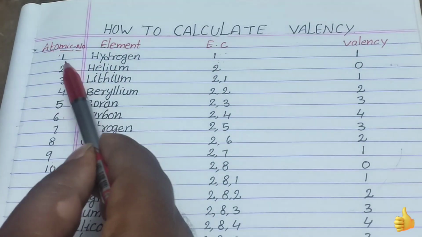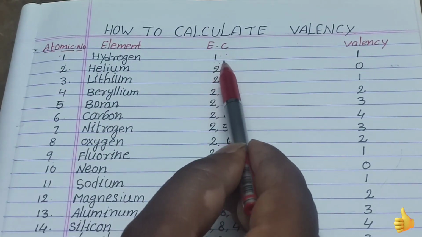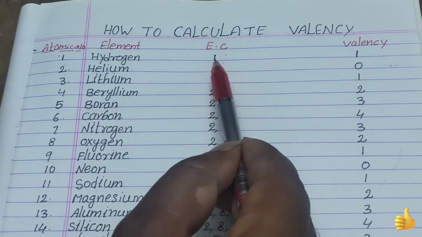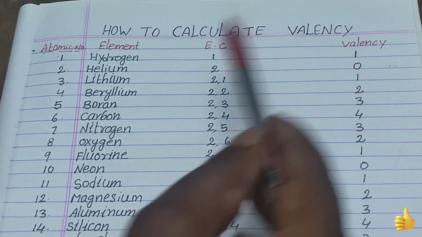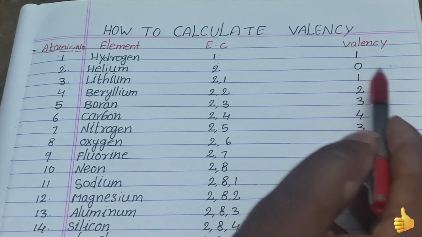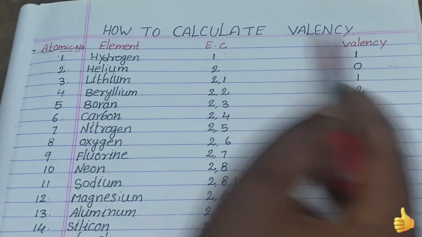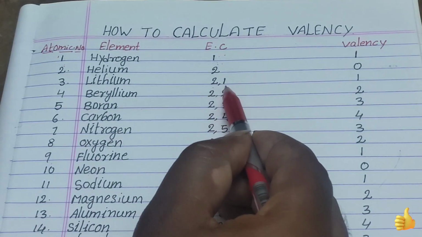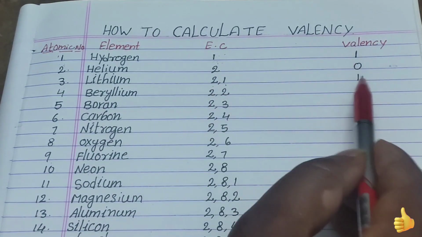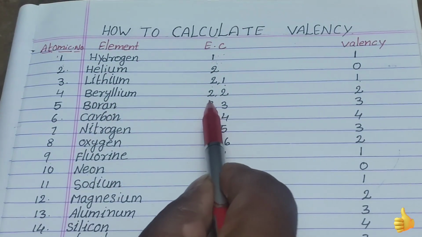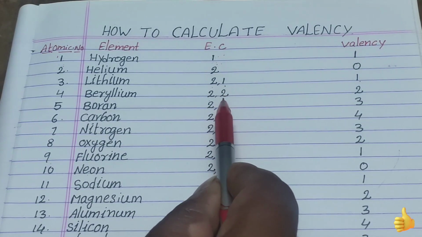Now hydrogen's atomic number is 1 and its electronic configuration is only 1. The electrons in the outer shell are simply called the valency, so the hydrogen valence is only 1. Helium's atomic number is 2, so all the noble gases have valence 0. In lithium, the first shell has 2 electrons and the second shell has only 1 electron, so the valence is only 1. In beryllium, the first shell has 2 electrons and the second shell 2 electrons.